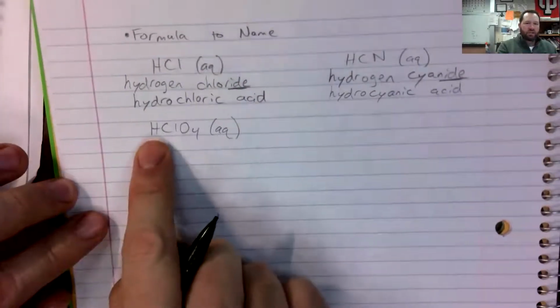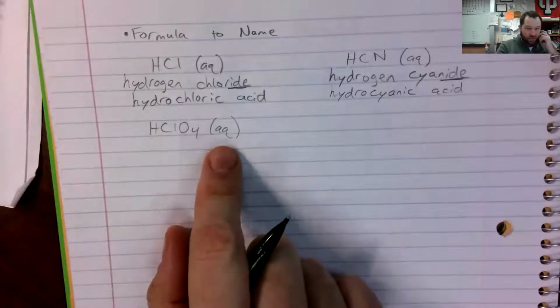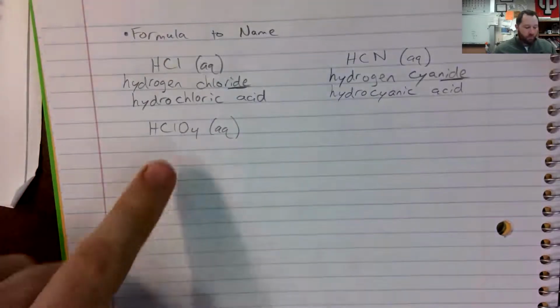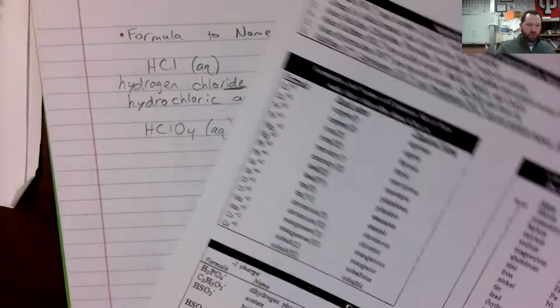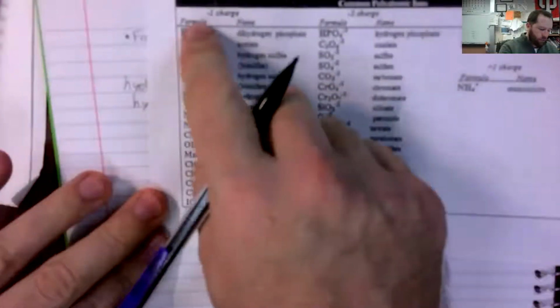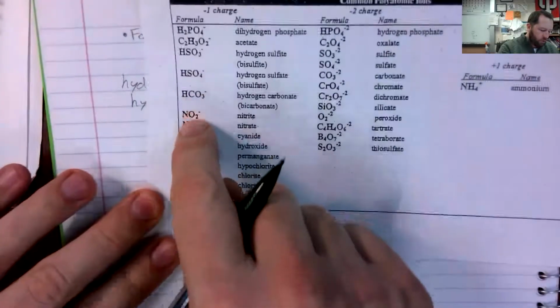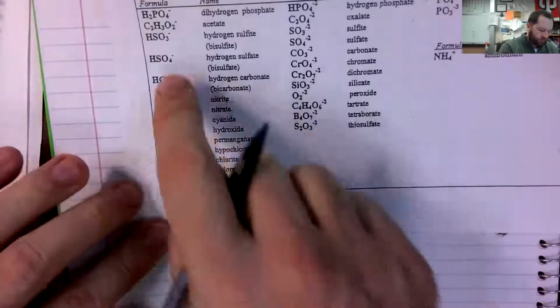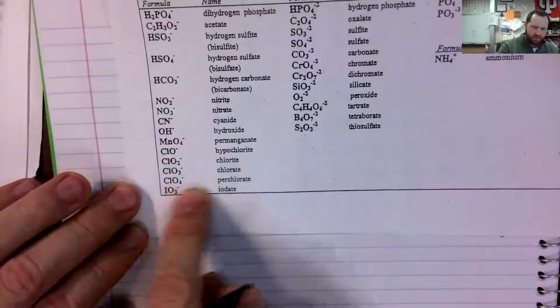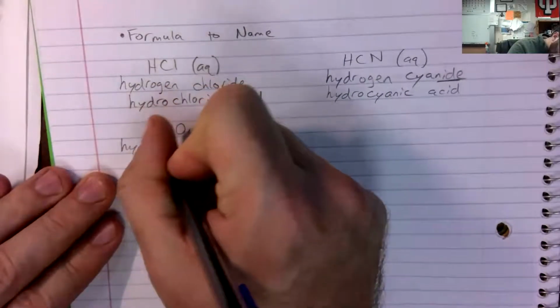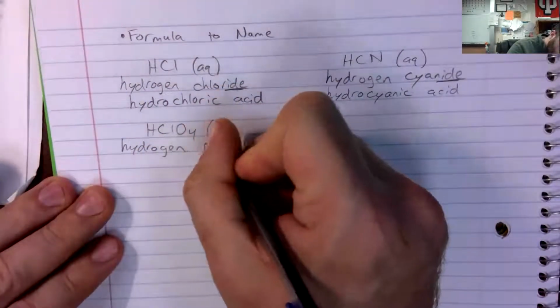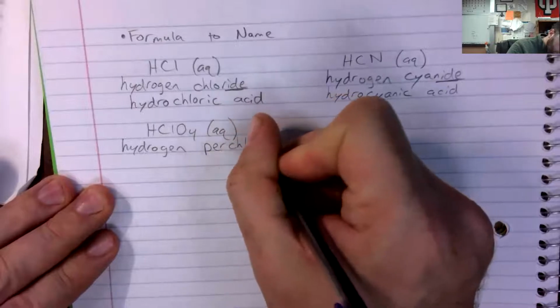Next, it starts with an H, has an aq at the end, so it's dissolved in water. More than two elements. We've got H, we've got Cl, and we've got O. So that means we're working with a polyatomic ion. Let's figure out which one. ClO, we've got four of them, so ClO4. There it is, perchlorate. And if I were to name this regularly, following the rules we have, I'd call it hydrogen perchlorate.